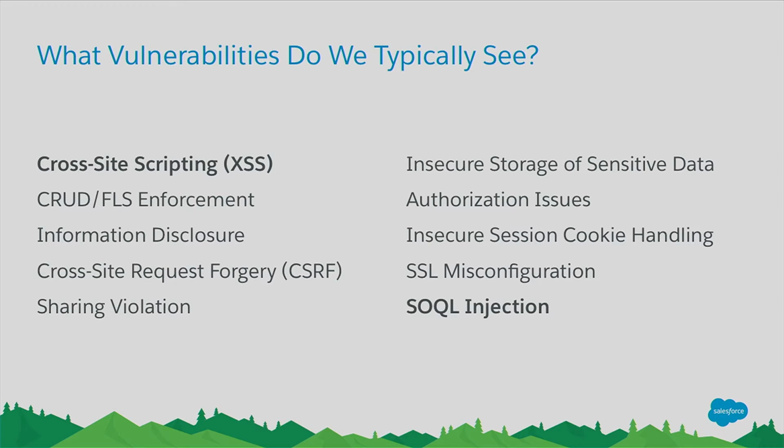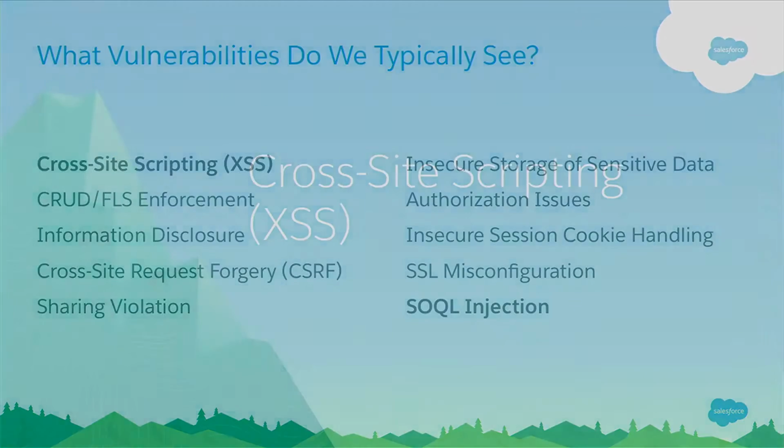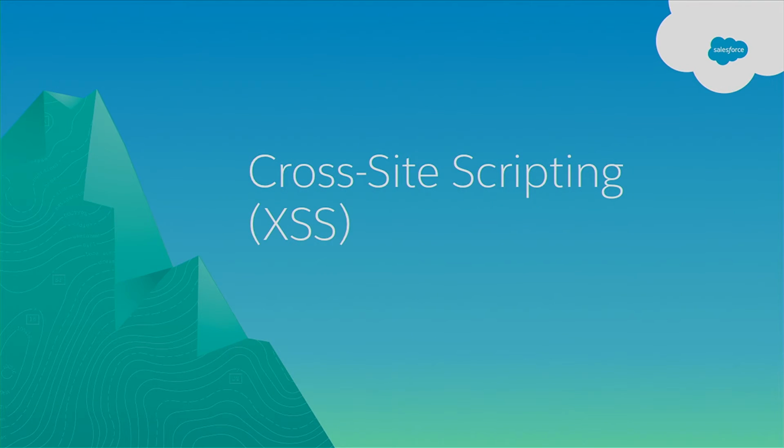So during the App Exchange security review process, what vulnerabilities do we typically see? This is actually out of our tool that we use for reviewing the App Exchange applications, and these are the actual top vulnerabilities we see. Today, we're going to be talking specifically about cross-site scripting, which is the number one vulnerability that we see throughout all of our App Exchange submissions, and SOQL injection, which is a bit less common, but is nonetheless a very dangerous vulnerability to have in your code. So we'll start with cross-site scripting.